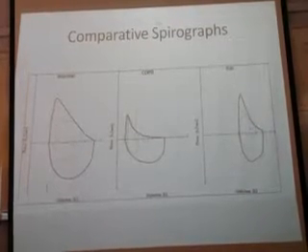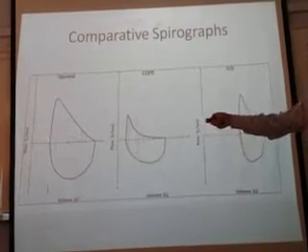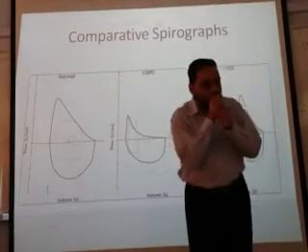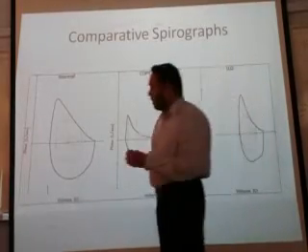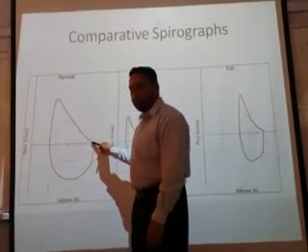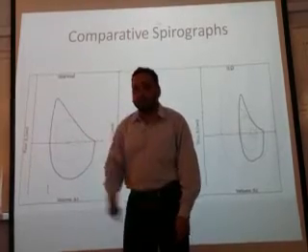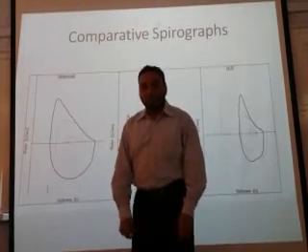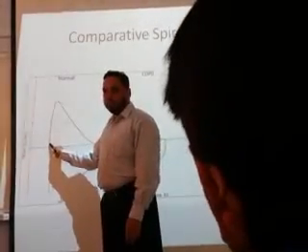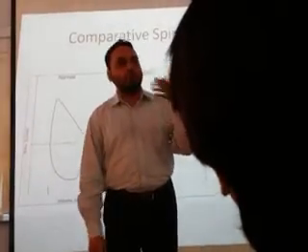Anyway, so what is this? This is normal. This is a trace of expiration. When you forcefully expire into the mouthpiece, this will be completed like this. This is the forceful expiration and this is the end of expiration. And then after expiration you will take a maximum inspiration. So this will be the inspiratory curve. This completes one of your cycle.